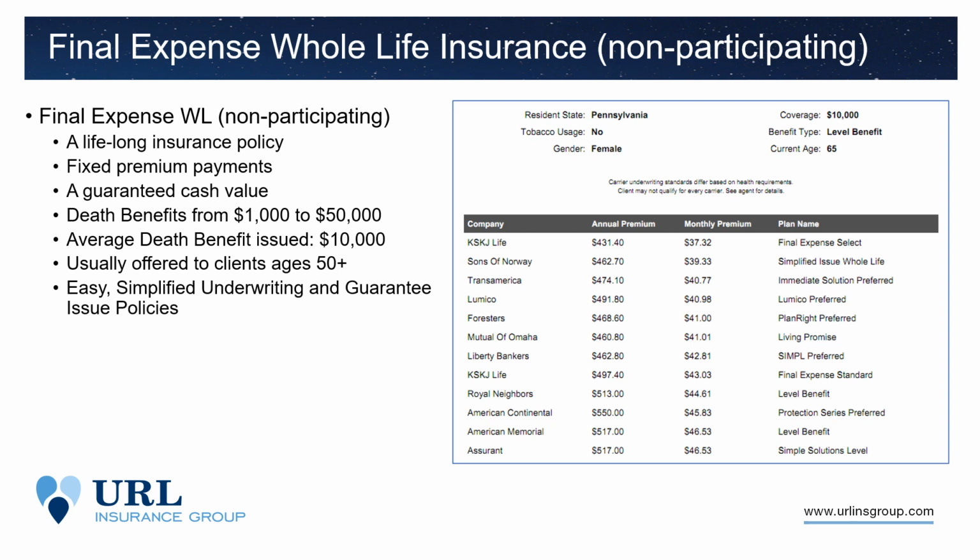So here's a snapshot of a 65-year-old female for $10,000 of final expense coverage. You can see the premiums are starting at about $37 and change monthly, up to $46 a month. And a lot of this will be determined on the health of the client. It is a simplified application process, limited health questions, but some companies are better with heart issues or cancer or stroke than others. And that's something that we look at for each individual client to try to put them into the best company based on their health.